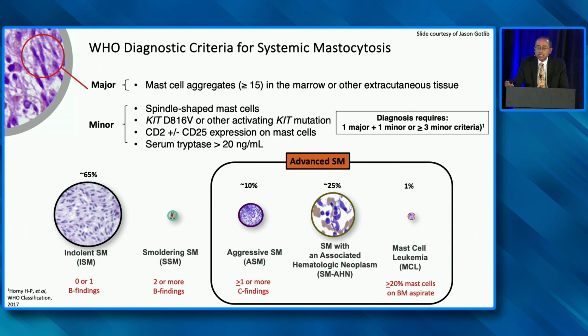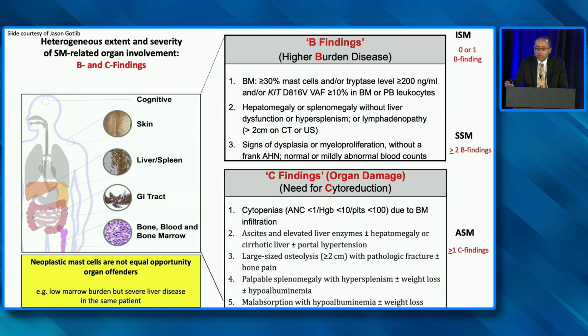Most patients have indolent disease. Very few have smoldering disease. And then you have advanced disease, which unfortunately does significantly limit life expectancy. Indolent usually does not. And how do we distinguish between these things? B findings and C findings. They're all listed here, but essentially B findings represent the burden of the disease without organ damage, whereas the C findings are, C for need for cytoreduction. There you've actually got organ damage from the infiltrating mast cells, whereas the B findings are just high burden, but not yet any damage.